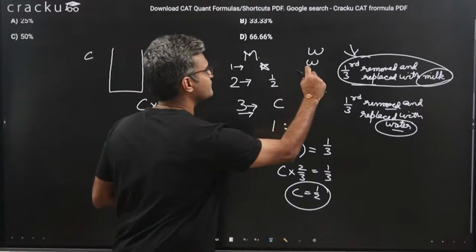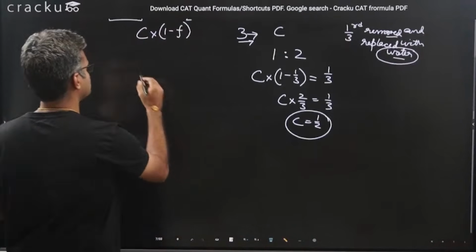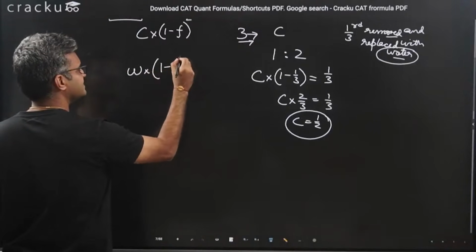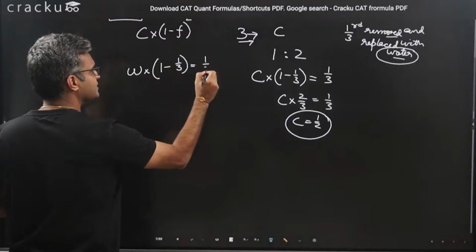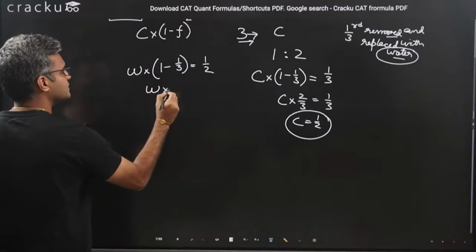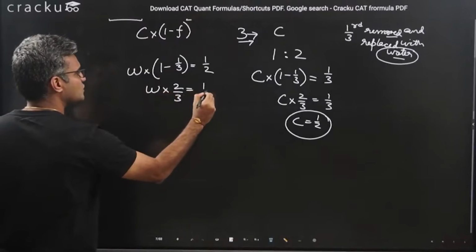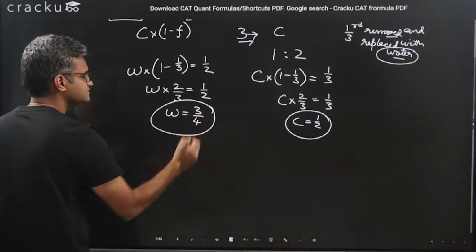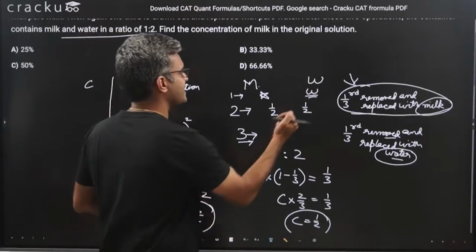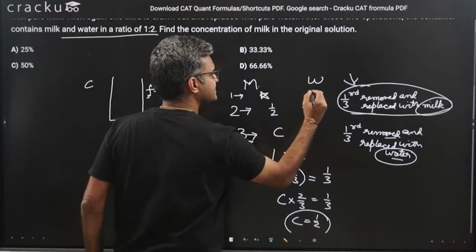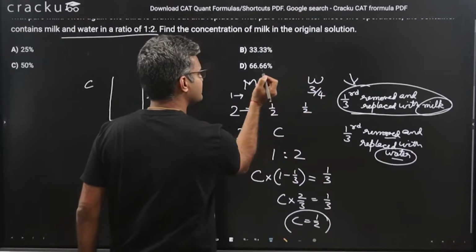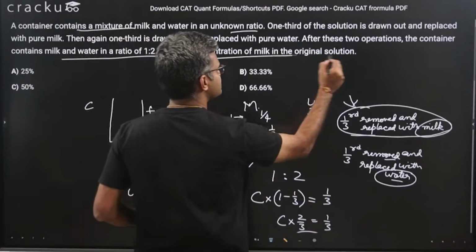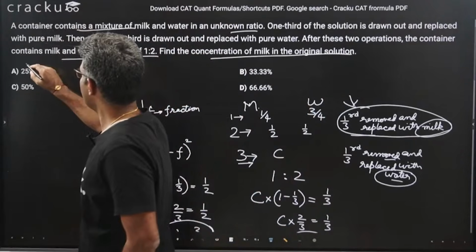So let us assume that the concentration of water is W. So W into, what is the fraction that is being removed and replaced? 1 minus 1 by 3. What is the final fraction? It is 1 by 2. That is, W into 2 by 3 is equal to 1 by 2, or the value of W is equal to 3 by 4. What this would imply is that the fraction of water at the start is 3 by 4. Therefore, the fraction of milk at the start will be 1 by 4. What we are asked to calculate is the concentration of milk in the original solution, which will equal option A, which is 25%.